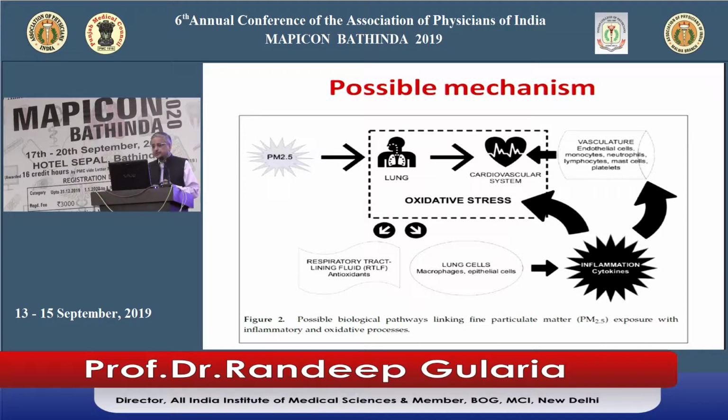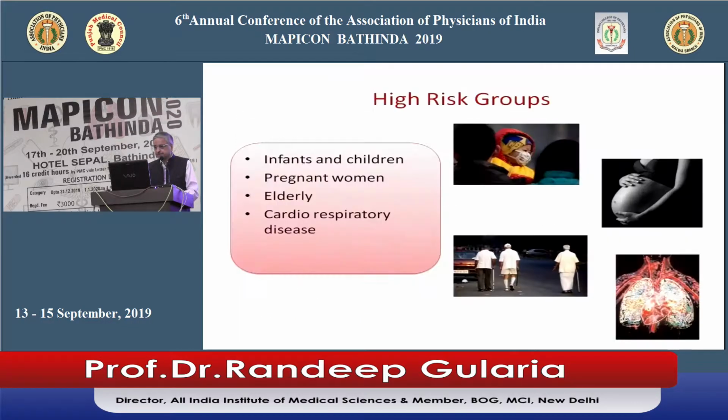A lot of PM 2.5 which goes into the lungs causes what we call oxidative stress. This has an effect on the cardiovascular system, especially the endothelial cells, and leads to inflammation in the circulation, which leads to a significant degree of atherosclerosis and predisposes to cardiovascular morbidity and mortality. The higher risk group tends to be infants and children, pregnant women, the elderly, and those with underlying cardiorespiratory diseases.